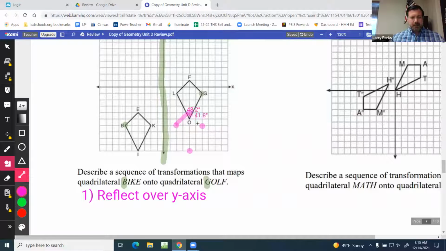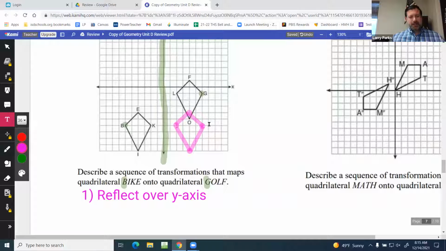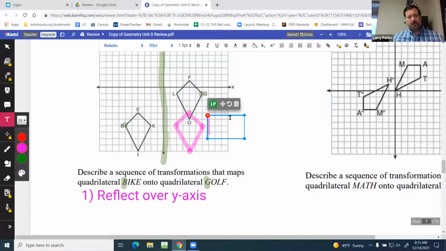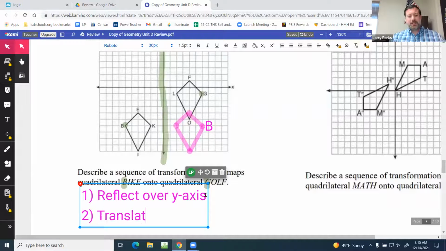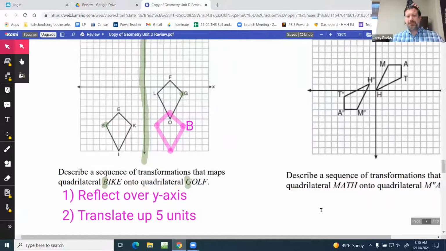So now, that's what I get after reflecting over the y-axis. And remember that B is now over here, which is good because B and G correspond. So what would I need to do now? I need to move it up 1, 2, 3, 4, 5 units. So if I move that up 5 units, so translate up 5 units, we would end up in the same place.